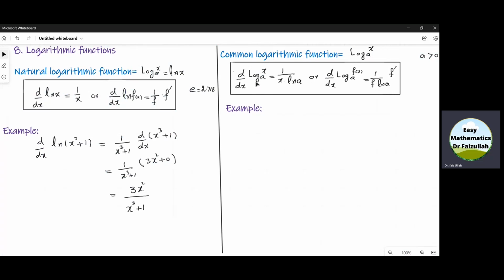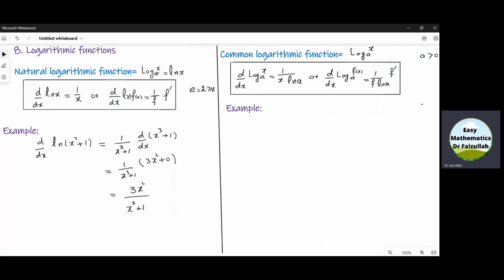Now the differentiation of common logarithm log x to the base a is equal to 1 over x into natural log of a. Now instead of x, if there is some function of x, then the differentiation of common log f of x to the base a is equal to 1 over f of x into natural log of a into differentiation of the function f of x.